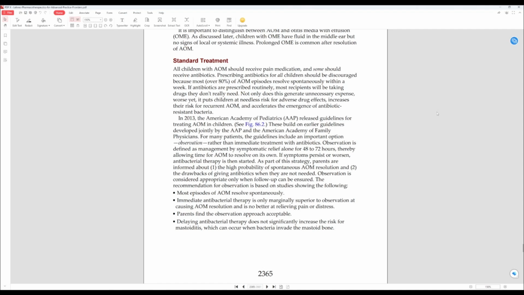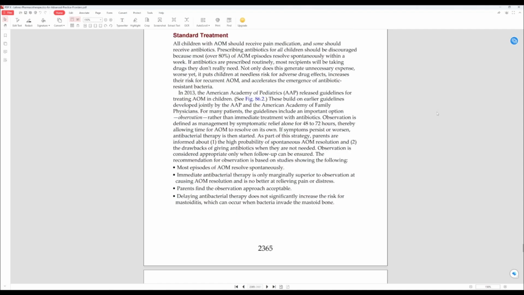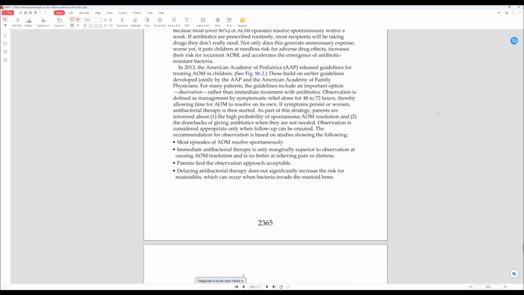As part of the strategy, parents are informed about the high probability of spontaneous AOM resolution and the drawbacks of giving antibiotics when they aren't needed. Observation is considered appropriate only when a follow-up can be ensured. The recommendation for observation is based on studies showing the following: most episodes of AOM resolve spontaneously. Immediate antibacterial therapy is only marginally superior to observation at causing AOM resolution and is no better at relieving pain or distress. Parents find the observation approach acceptable.